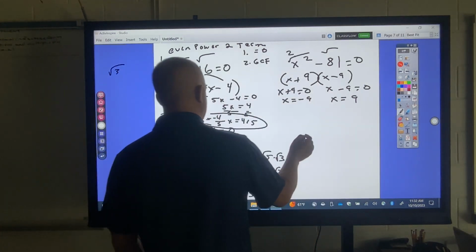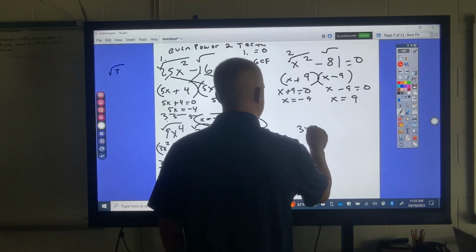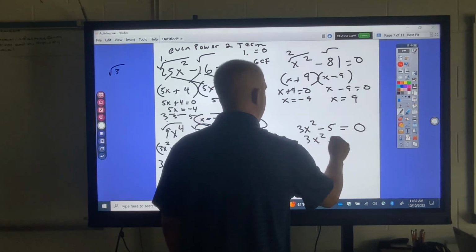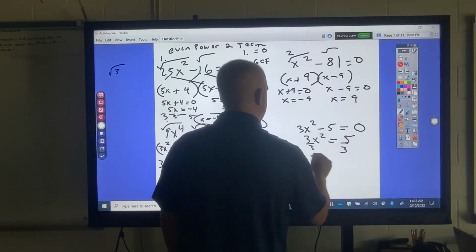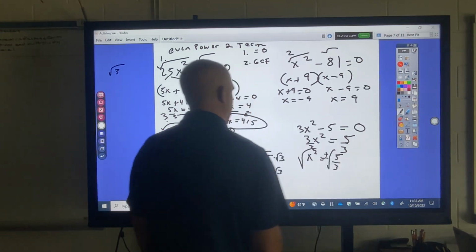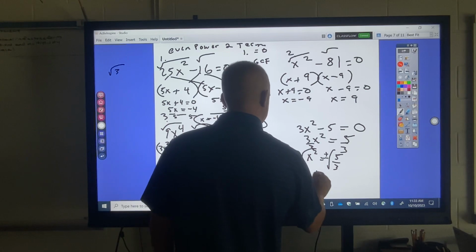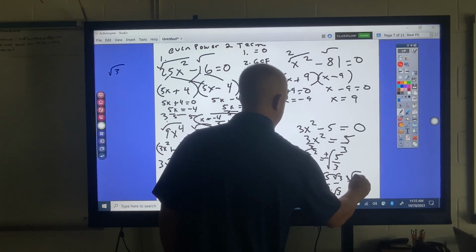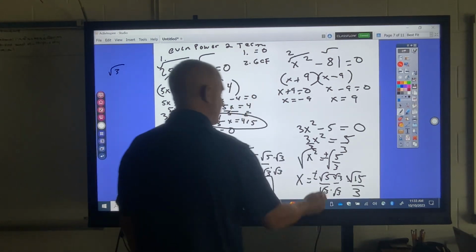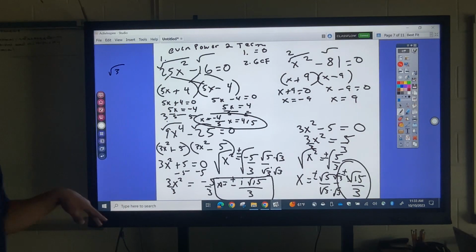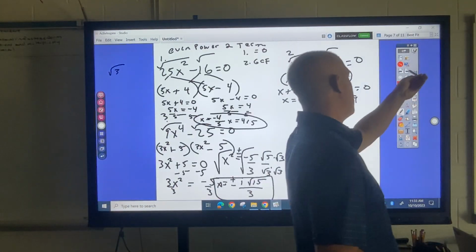Okay, then I got 3x squared minus 5 equals 0. All right, 3x squared equals 5. Divide by 3, I get x squared equals 5/3. Square root of that plus and minus. Okay, so x equals plus and minus square root of 5 over the square root of 3. And I rationalize that by multiplying. So that's going to be square root of 15 over 3, because that's what the square root of that times that is. So this is also a solution. Okay, so both of those are solutions to those quadratics.